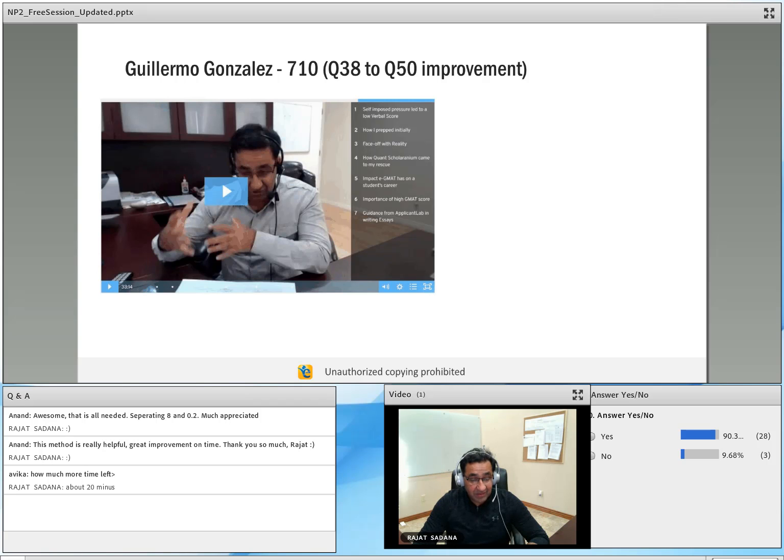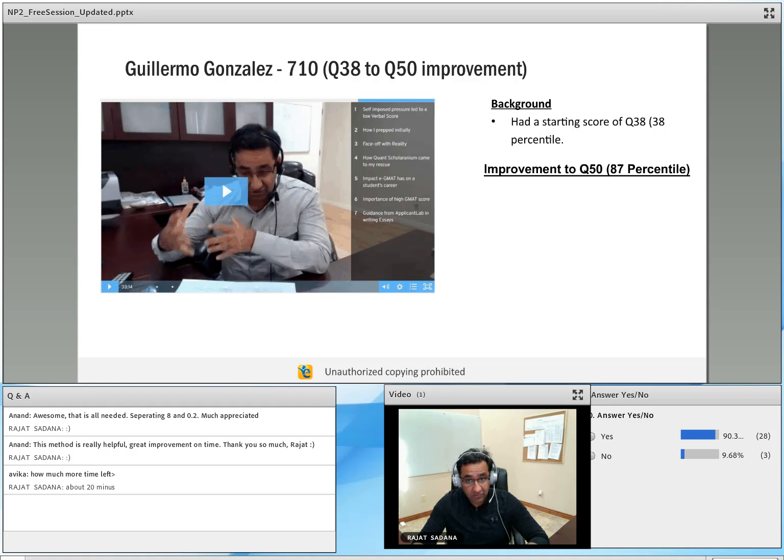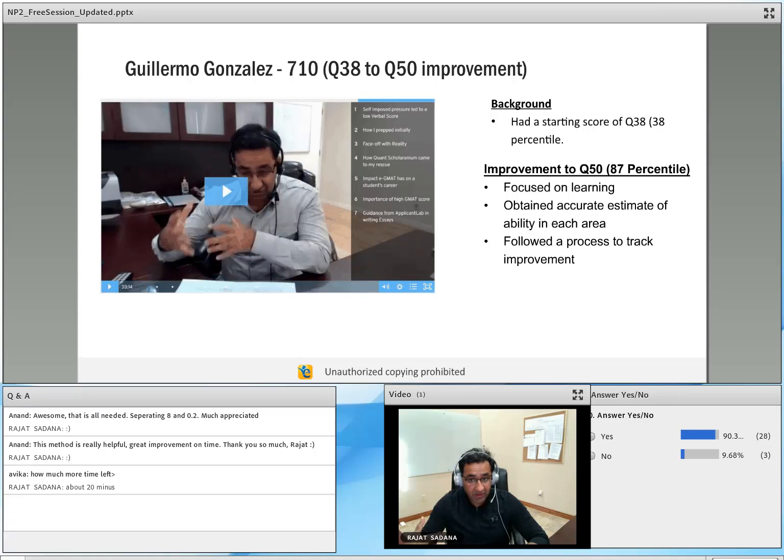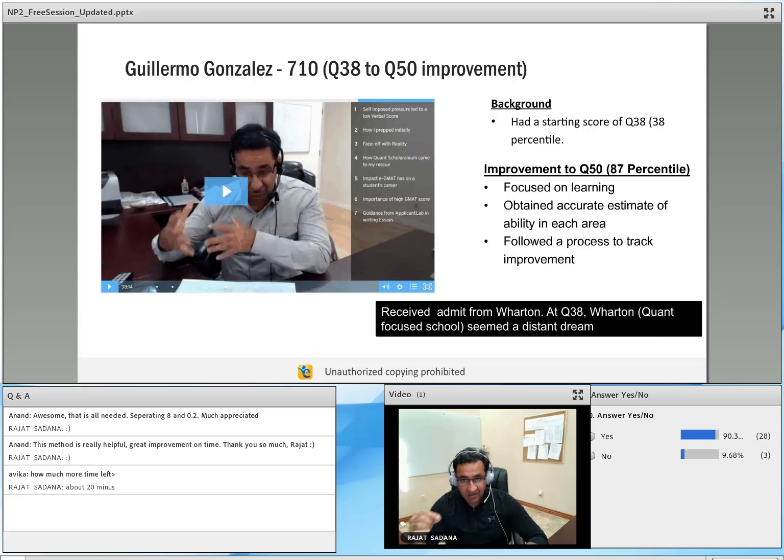And here's an example of a guy, again, who went to Wharton, started at a Q38, and Wharton's a quant focused school, improved to a Q50, again, using a very similar process. Again, the one thing that he did was he realized the areas he needed to work on, and he had target ability scores for number properties, for word problems, for geometry, for algebra, and so on and so forth. And he worked on them, eliminated his mistakes till he hit those ability scores.